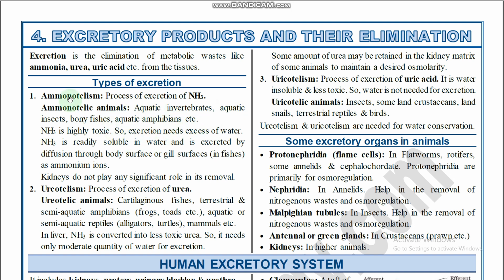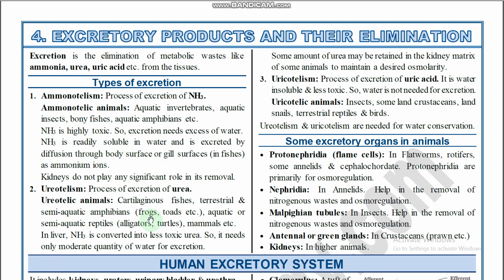Most of the aquatic organisms are ammonotelic because, which one is highly toxic? Ammonia is highly toxic. Excretion of it needs excess water, so most aquatic organisms release ammonia. NH3 is readily soluble in water and is excreted by diffusion through the body surface or gills in fishes as ammonium ions. Kidneys do not play any significant role in removing ammonia, right. Through the body surface, ammonia is released in aquatic organisms.